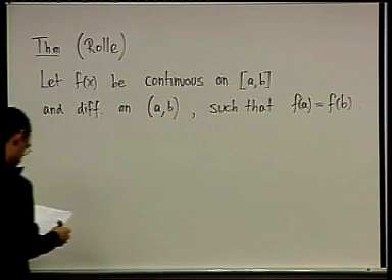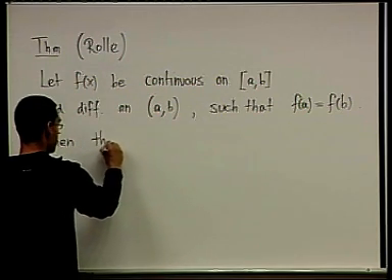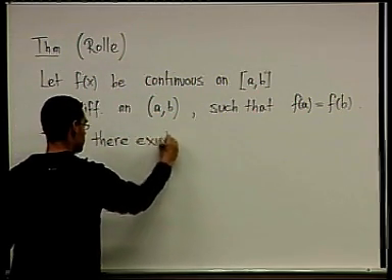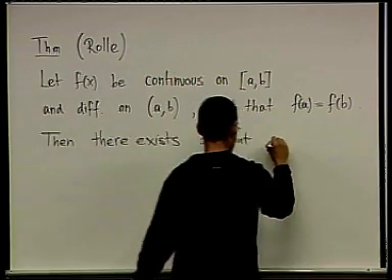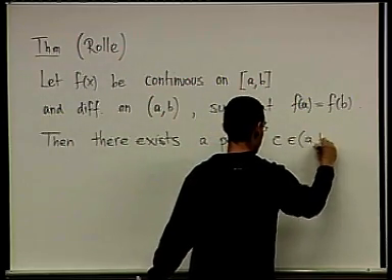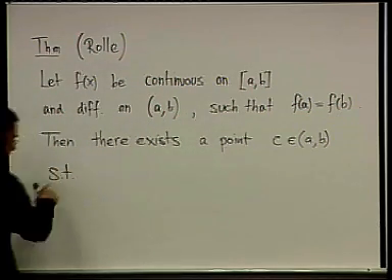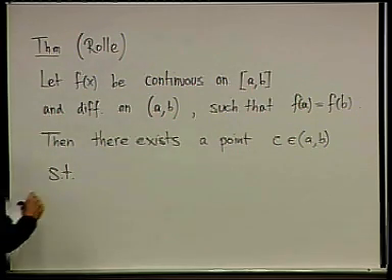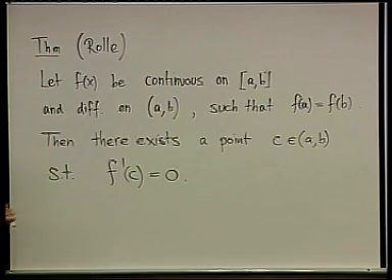So these are the assumptions. Then there exists a point c in the interval (a, b) such that the derivative of f at c is 0. So let's read this theorem and see if we understand it.